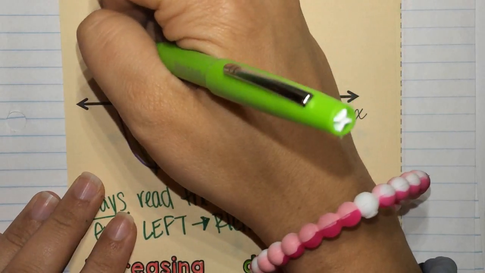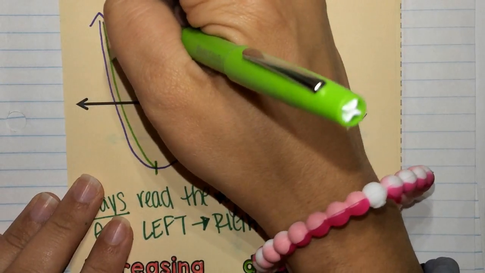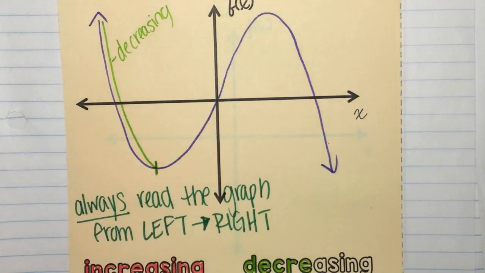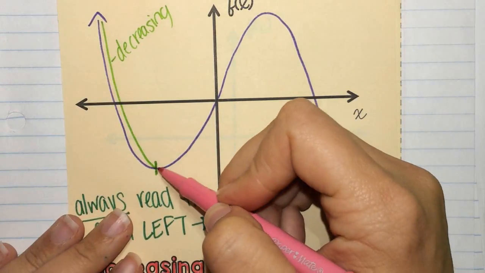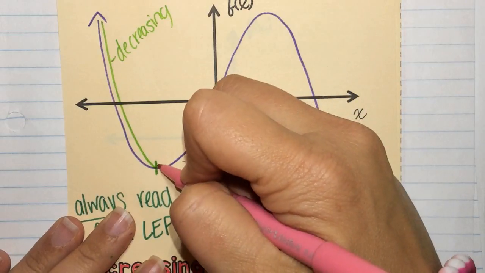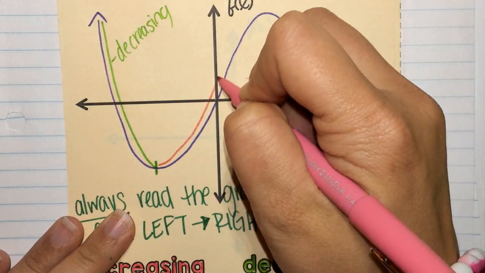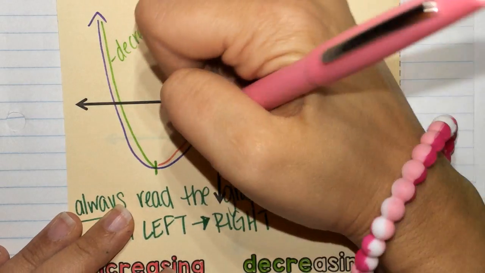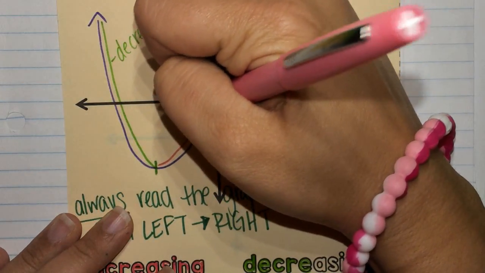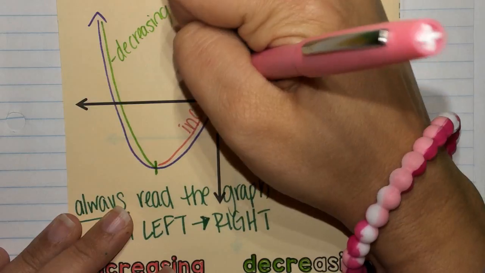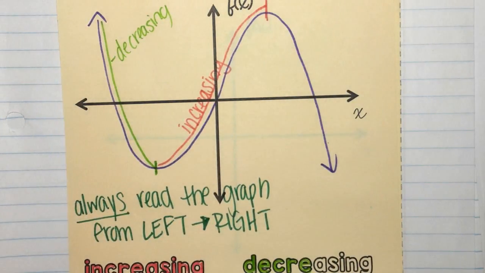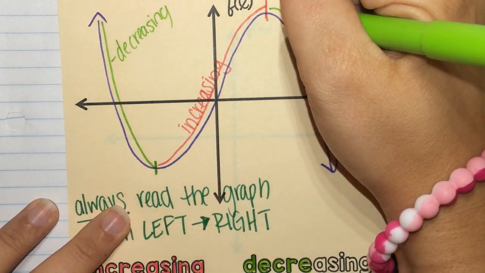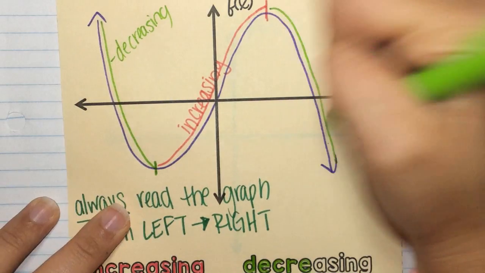So this part of our graph is decreasing because if we were on a skateboard on the left side of our graph, we would go down the hill really fast, correct? All right, now what about once we hit the bottom? What would we be doing from here up? Increasing up to the top of the hill. And then what would we be doing going back down? Decreasing again.